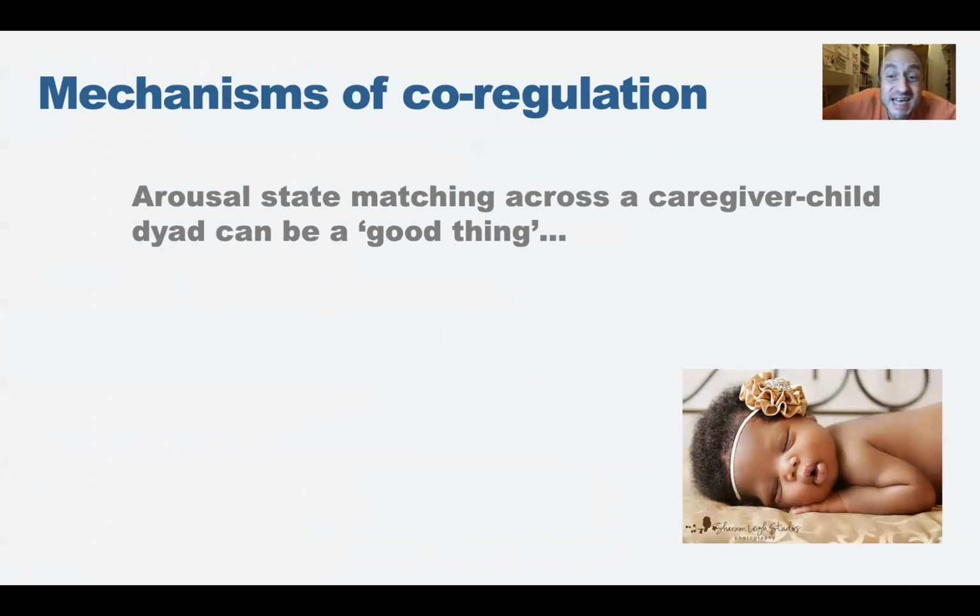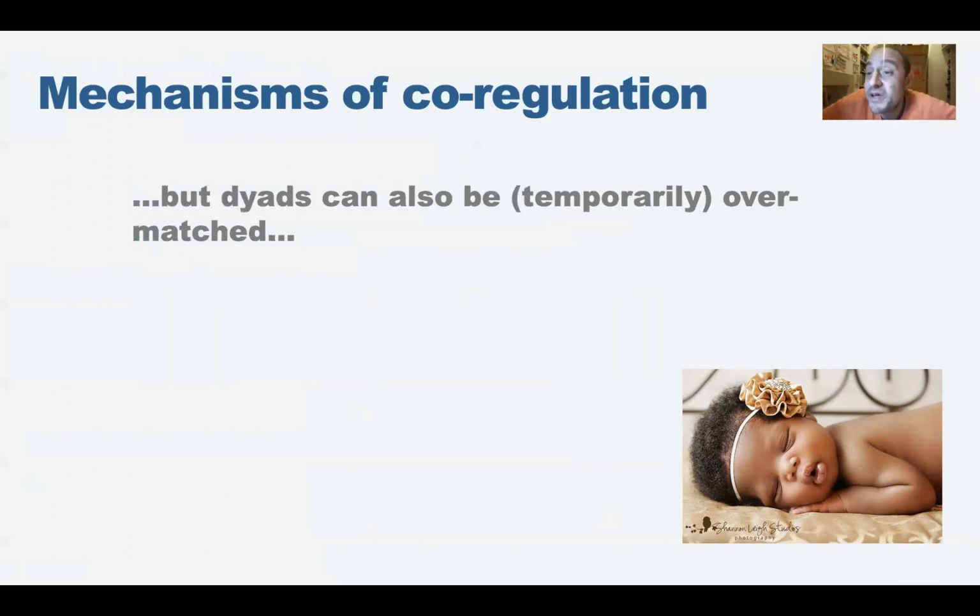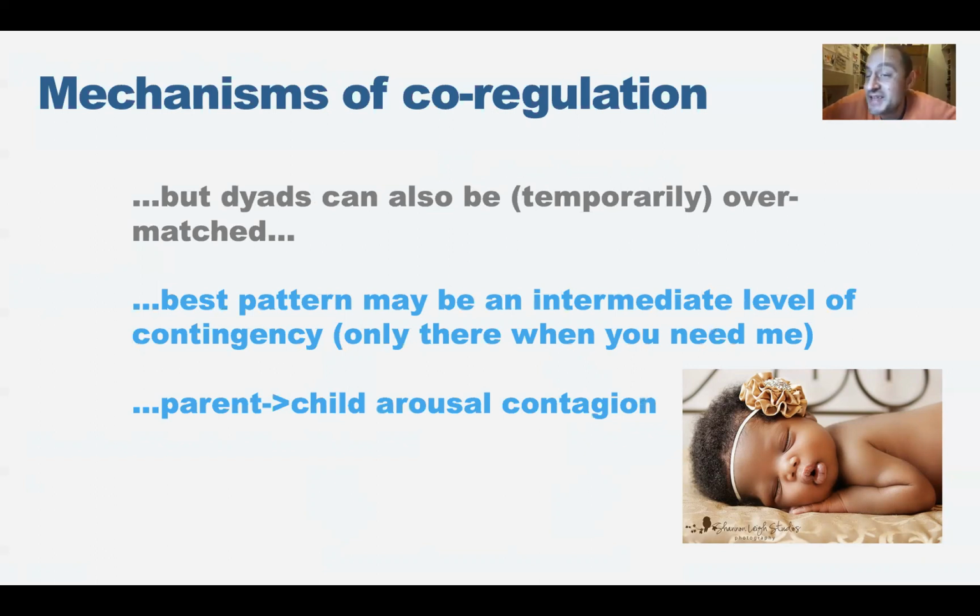Okay. So just to say what I've said, arousal state matching across a caregiver-child dyad can be a good thing, we think. We know that in typical development, caregivers respond to an increase in infant arousal by matching their own arousal state to their babies. But we also think that it's possible that caregivers can be temporarily overmatched. There's an intermediate level of matching, which is good, and overmatching can be bad, just like undermatching. We think the best pattern may be an intermediate level of contingency, so that I'm there when you need me, but only when you need me. And we think that is the moment where parent-child arousal synchrony turns into potentially parent-child arousal contagion.